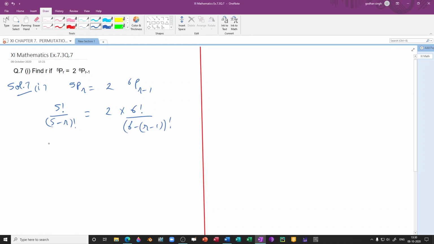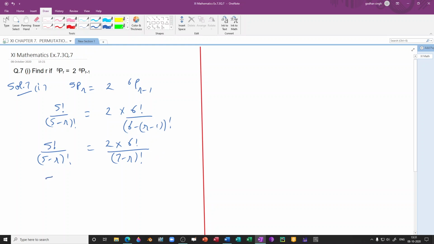So this will give us 5 factorial over 5 minus r whole factorial equal to 2 into 6 factorial over, on opening this we will be getting 6 minus r plus 1, that is 7 minus r whole factorial. Now if you see in the left hand side and the right hand side, in the numerator 6 factorial is bigger than 5 factorial, and the same way in the denominator 7 minus r whole factorial is bigger than 5 minus r whole factorial.